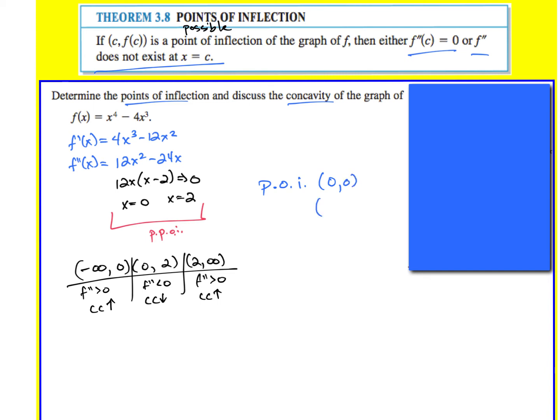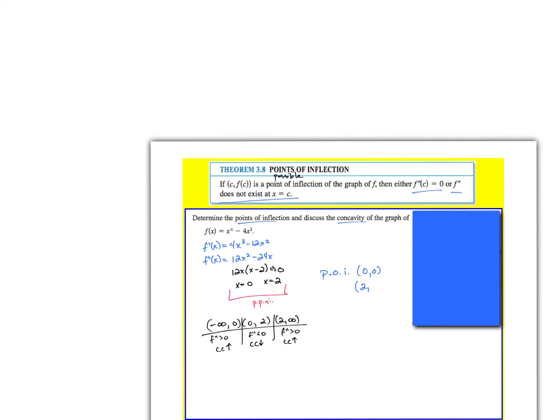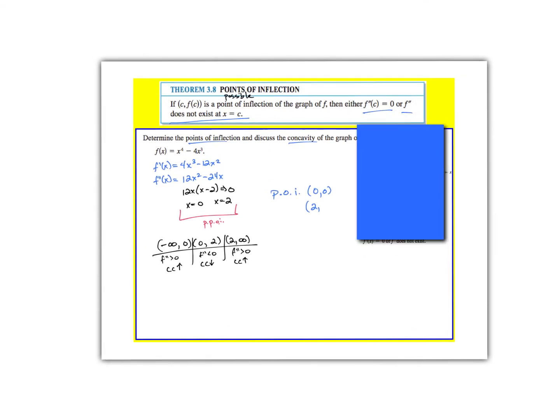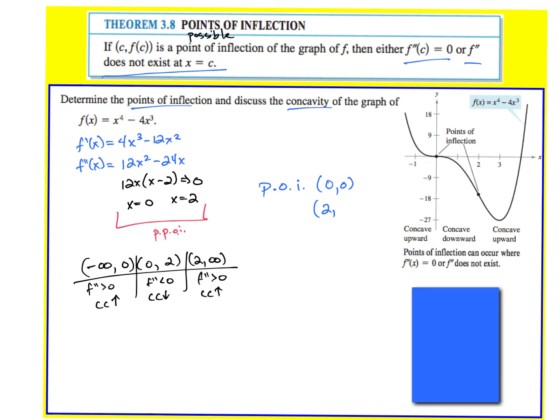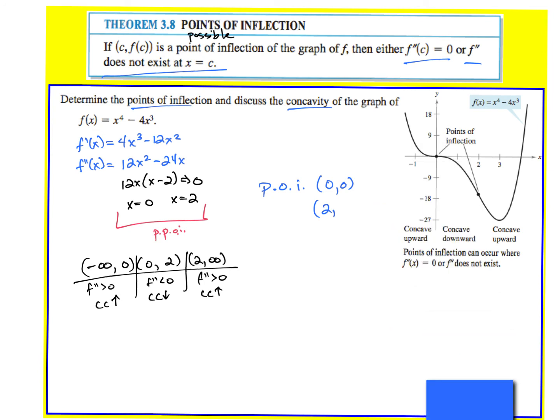And then at 2, do I have a point of inflection? Yes, because our concavity changed from negative to positive, or down to up. If I substitute back in, 2 to the power 4 is 16 minus 32. So I end up with -16. So I have a point of inflection at 2 comma -16.